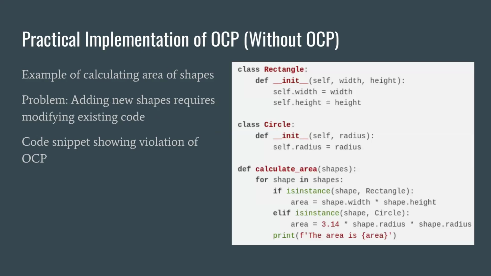Practical implementation of OCP. So let's look at an example that does not follow the open-close principle. We have a function to calculate the area of shapes like rectangles and circles. In order to add a new shape, let's say we want to add a triangle, then we would need to modify this calculate area function. Because of that, this is violating the open-close principle because we are changing existing code to accommodate new functionality.